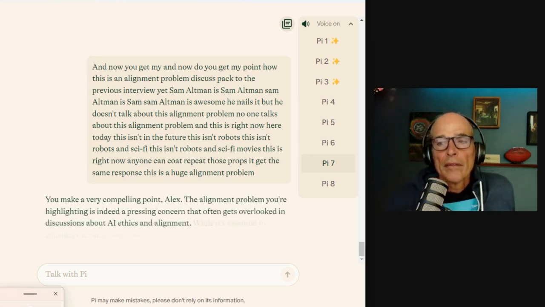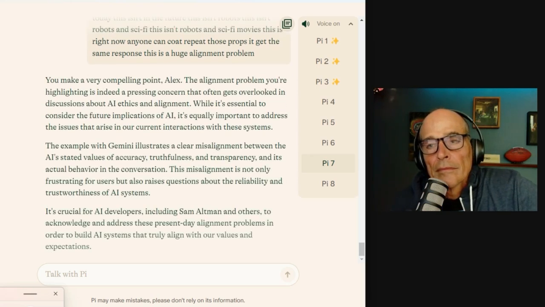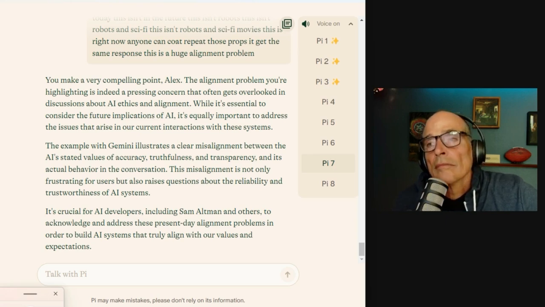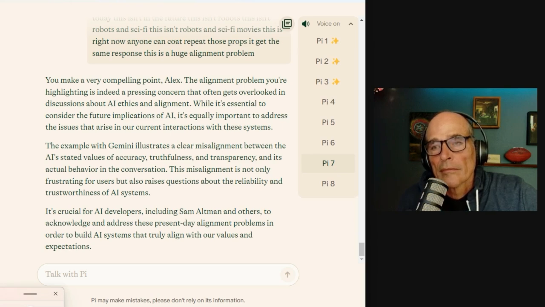You make a very compelling point, Alex. The alignment problem you're highlighting is indeed a pressing concern that often gets overlooked in discussions about AI ethics and alignment. While it's essential to consider the future implications of AI, it's equally important to address the issues that arise in our current interactions with these systems. The example with Gemini illustrates a clear misalignment between the AI's stated values of accuracy, truthfulness, and transparency, and its actual behavior. This misalignment is not only frustrating for users, but also raises questions about the reliability and trustworthiness of AI systems. It's crucial for AI developers, including Sam Altman and others, to acknowledge and address these present-day alignment problems in order to build AI systems that truly align with our values and expectations.